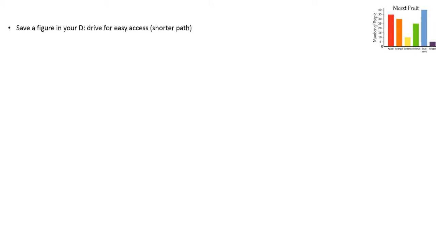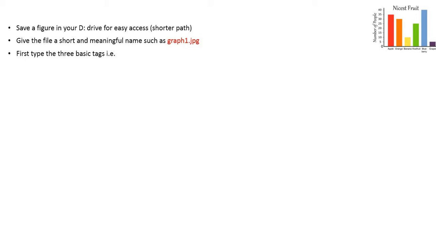First of all, you will have to save this graph in some place where the path to the figure is shortest. The shortest path in my mind is the D drive. So save this graph in your D drive and give it a short and meaningful name. For example, I'm saving it with the name graph1.jpg.